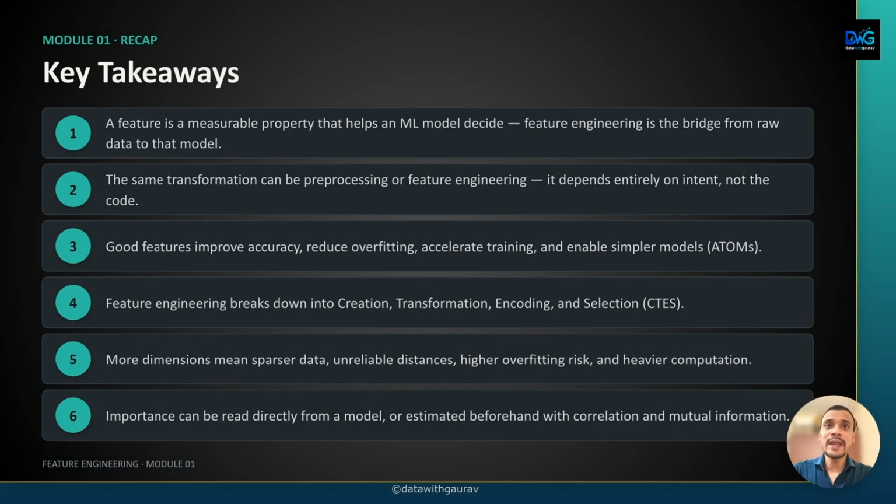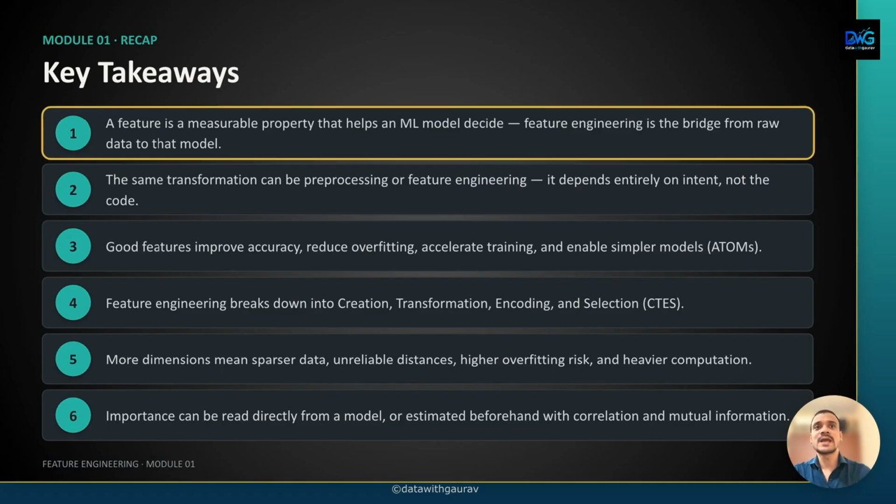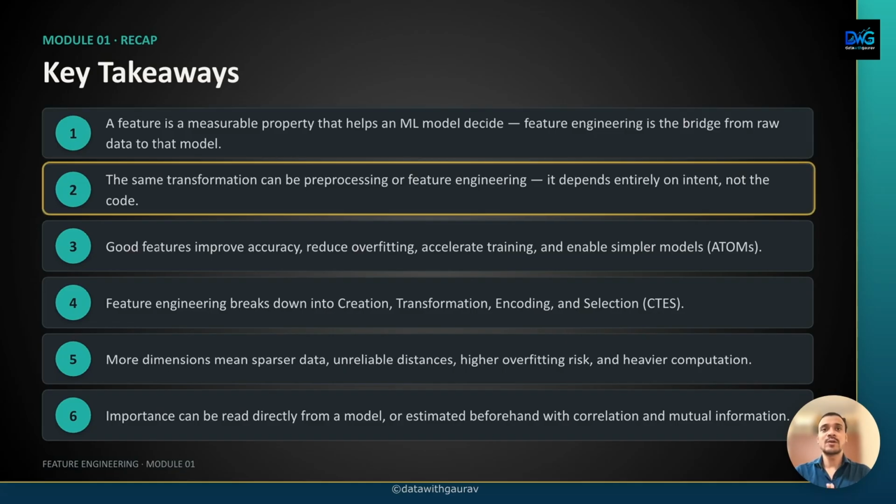That brings us to the end of Module 1. Before we move on, let's quickly recap what we have learned. So, we began by understanding what a feature is and saw that feature engineering serves as the bridge between raw and pre processed data and machine learning models. Next, we clarified an important distinction: whether a transformation is pre processing or feature engineering depends on the intent and not the code itself.